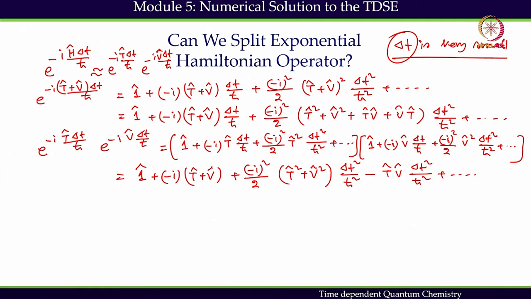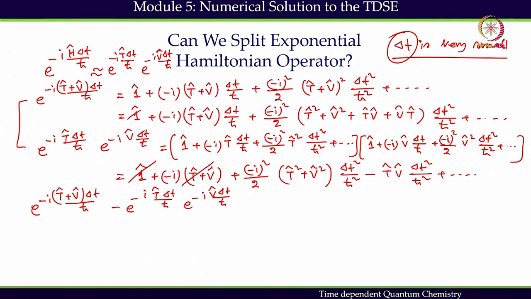So, in order to find out the error, if I make a subtraction between these two, then what would be the error? I will find out the error by subtracting these two expressions. So, I will be able to get e to the power minus i (T plus V) delta t by h cut minus e to the power minus i T delta t by h cut into e to the power minus i V delta t by h cut. So, that is the difference I take. If I take the difference, then in the end what I will get, this part will cancel out, these two parts will cancel out. So, I will have the difference between the remaining parts.